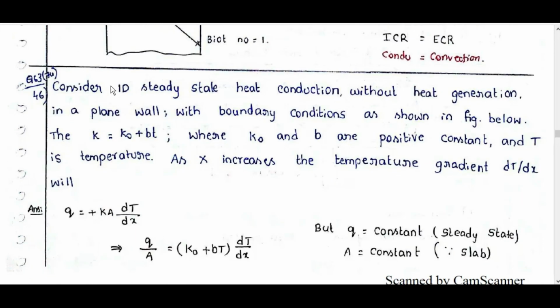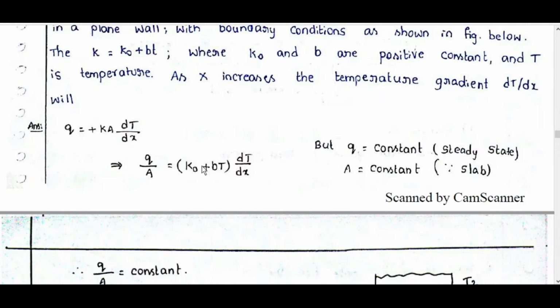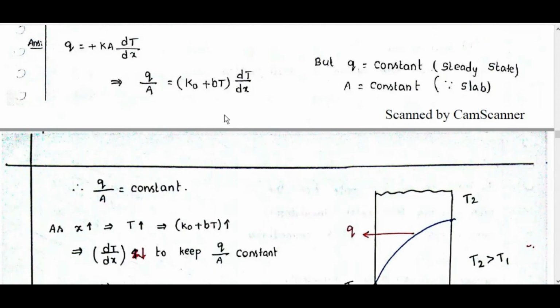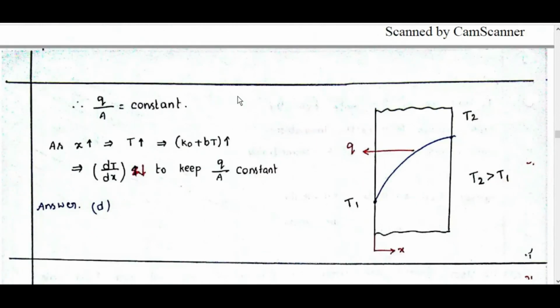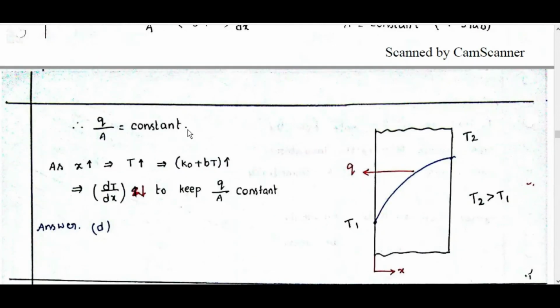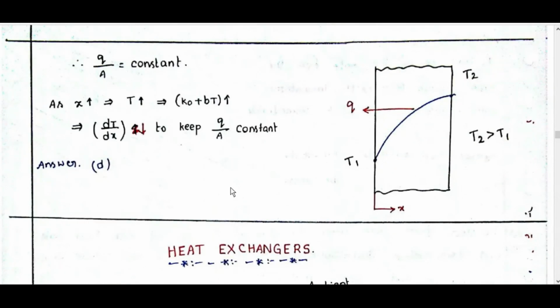K is not constant here, K is varying: K naught plus bT. Q is equal to K A dT by dx, so Q by A is equal to K naught (1 plus bT) dT by dx. As x increases, T increases, K naught plus bT increases. Then dT by dx decreases to keep Q by A constant. So it will be like this.